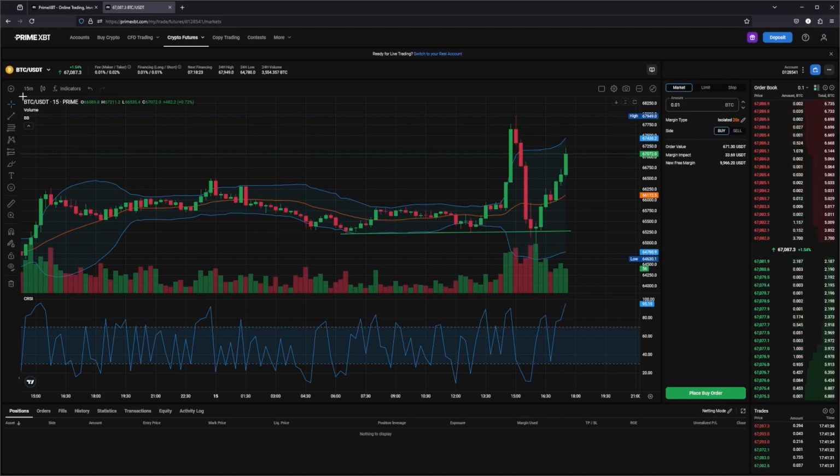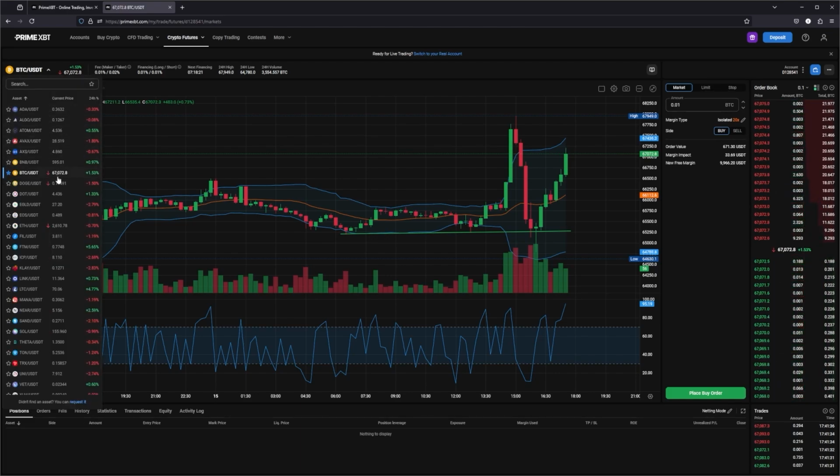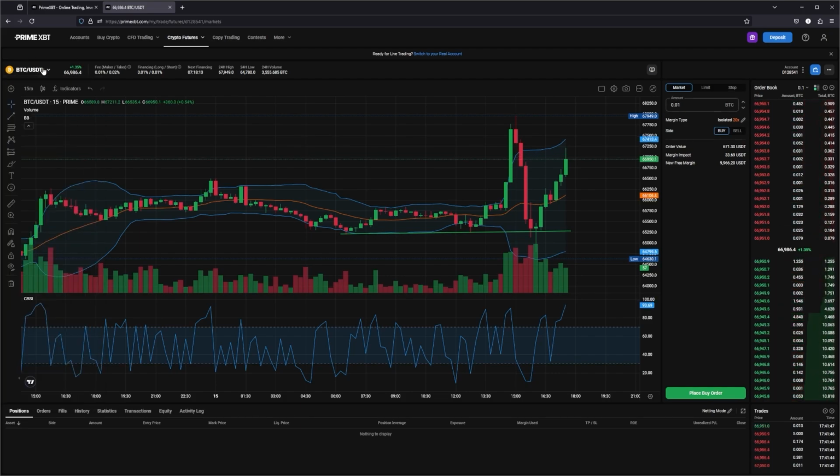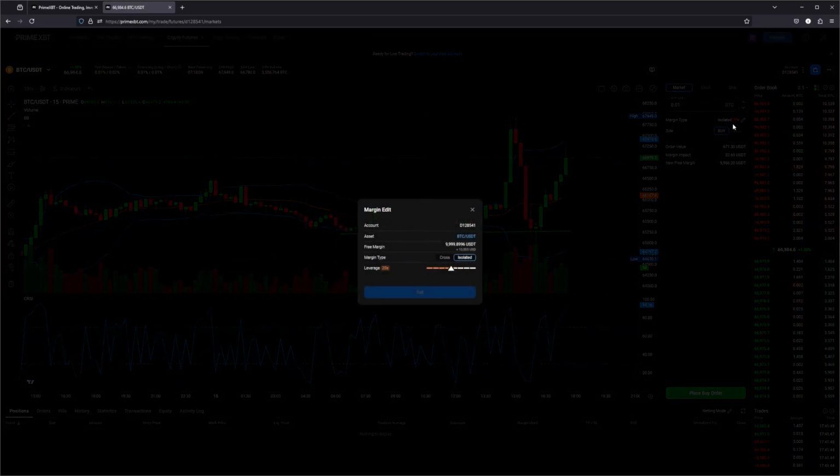And of course, if you were trading a different pair, you would select this on the left-hand side. So you could, of course, be doing an Ethereum USD pair and many others. But for this one, we will be, of course, using a Bitcoin. Then we have our market margin type. So I will be doing the isolated margin here.